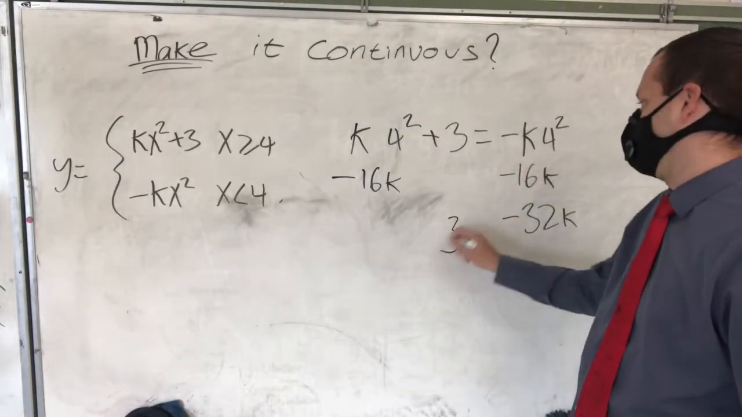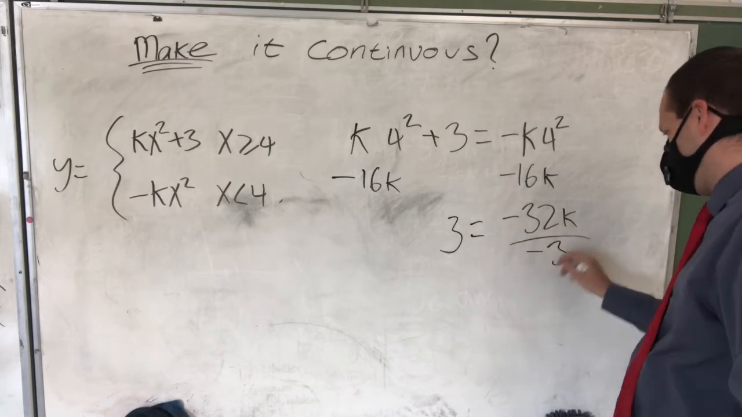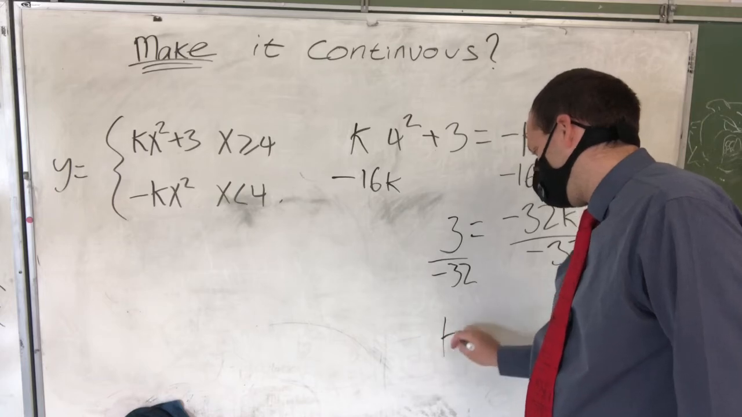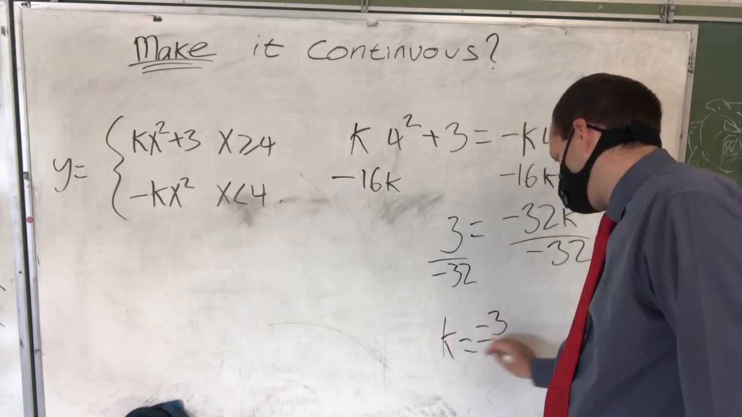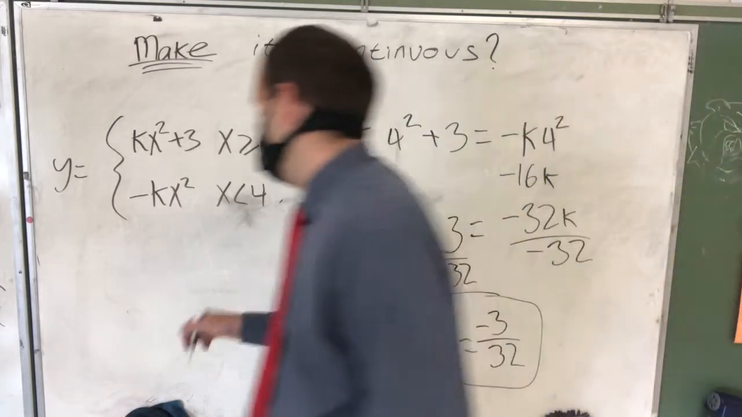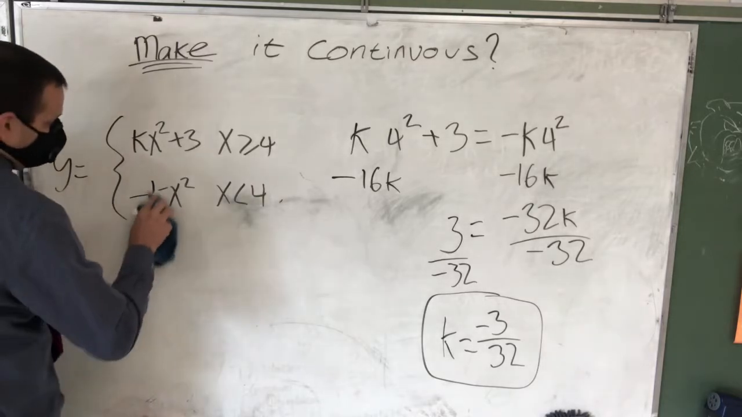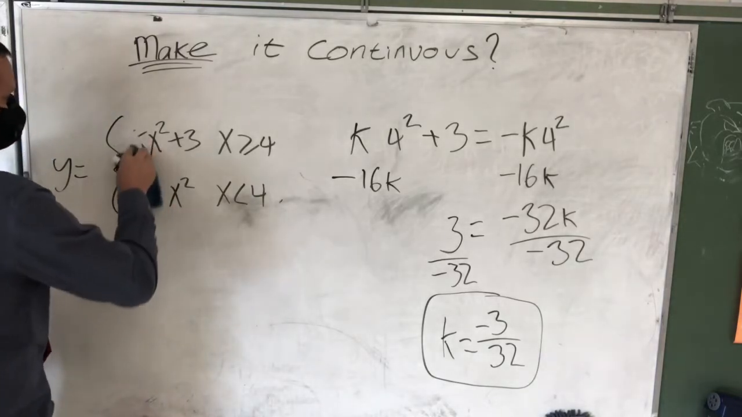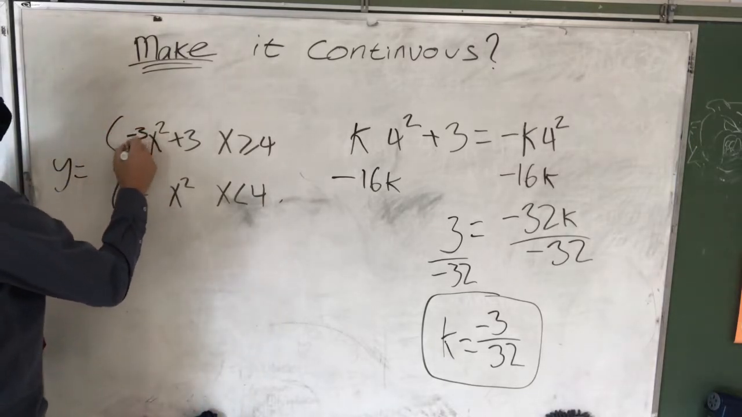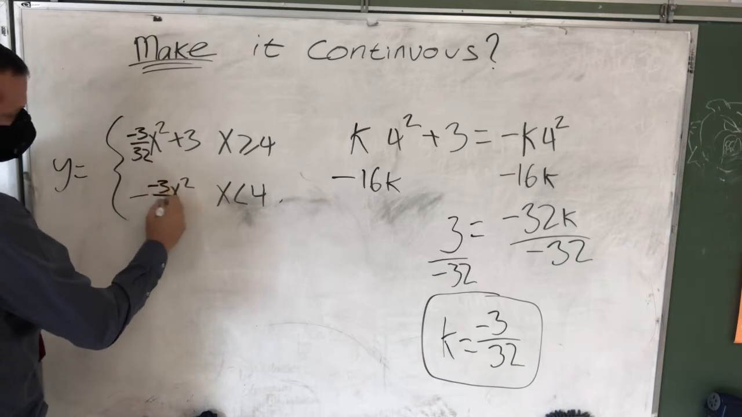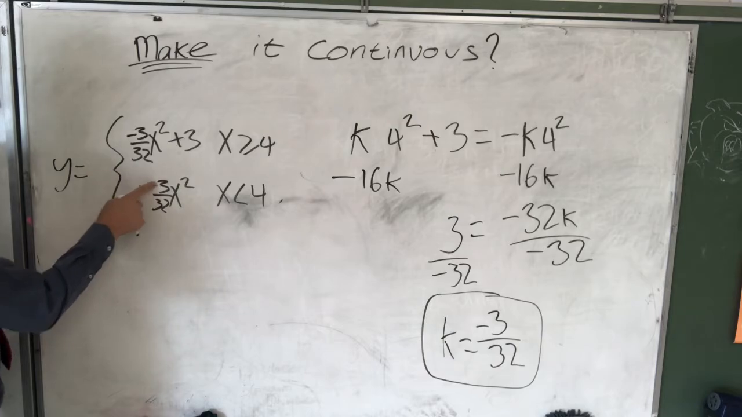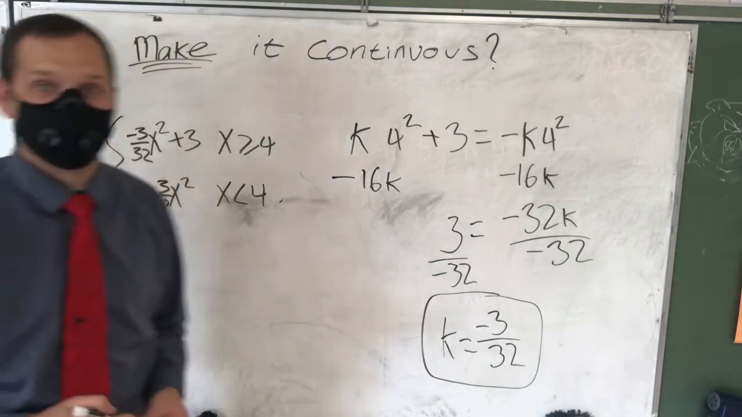Over here we drop down to 3. Divide both sides by negative 32. And yeah, you get a weird answer. You get k equals negative 3 over 32. Okay? That is the correct answer. When this k is negative 3 over 32, this is a continuous function. So technically, this becomes positive, doesn't it? Because 2 negatives make a positive.